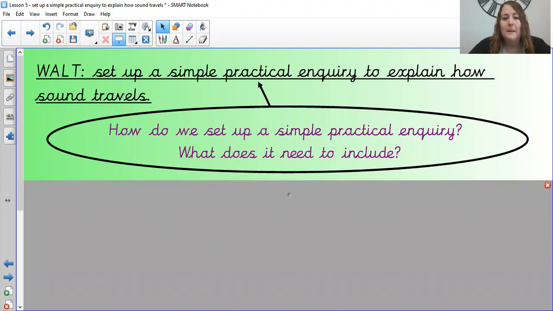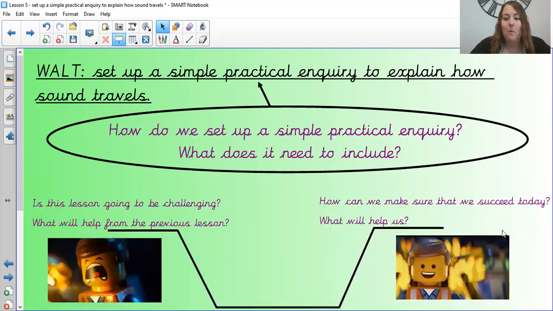So what does it mean to set up a simple practical inquiry? What will you need to include? Have a think about that just for a moment. Okay, and then have a think about where you are in your learning pit today. Will you find it challenging to make predictions, to set things up? Will you find that easy? Do you just want to get started and not do any of the science beforehand? But what will help us succeed today?